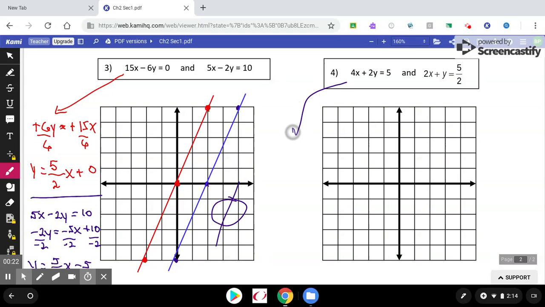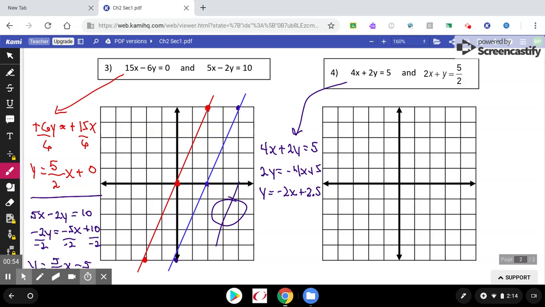So let's do this guy over here. Got to have slope-intercept form. So let's move the 4x. And how do we get rid of the 2? We got to divide by 2. So divide the first guy by 2, I get that. Divide the second guy by 2, I get 2.5.